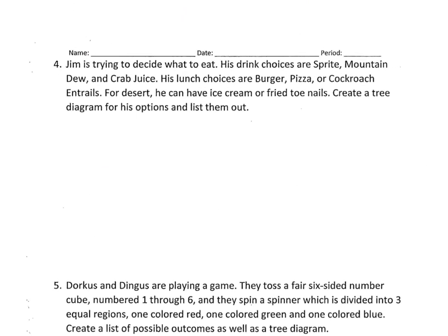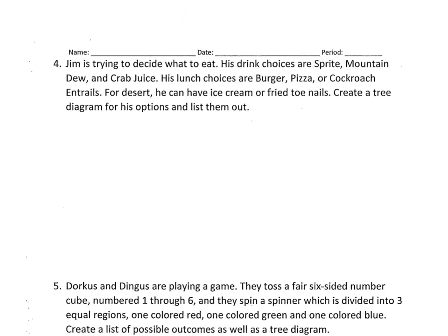Number 4 on the back side. It says Jim is trying to decide what to eat. His drink choices are Sprite, Mountain Dew, and crab juice. His lunch choices are burger, pizza, and cockroach entrails. For dessert, he can have ice cream or fried toenails. Create a tree diagram for his options and list them out.